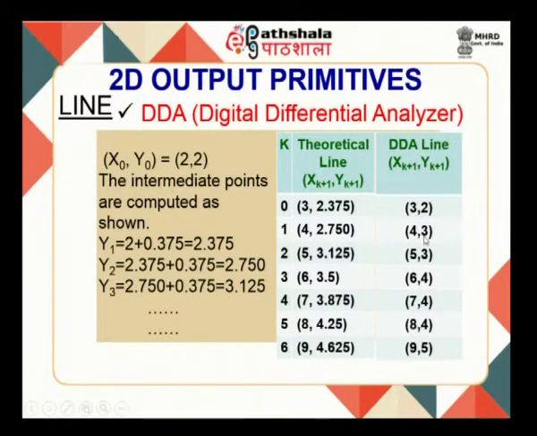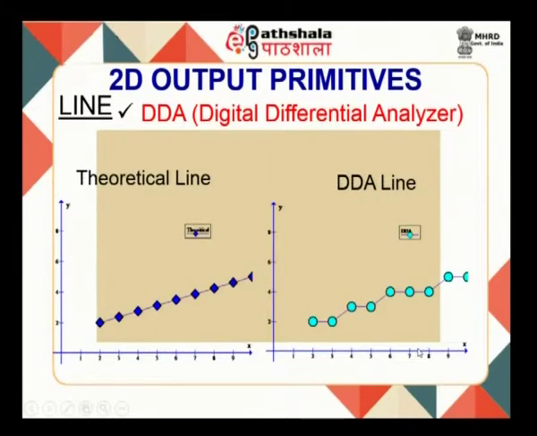Similarly, 4, 3 is the point that we will actually be plotting. When you round off 2.75, it is 3. Similarly, when you round off the other y coordinates, we get 5, 3, 6, 4, 7, 4, 8, 4 and 9, 5. So for this line, this is the theoretical line that is getting plotted, which cannot actually be plotted on the monitor. This DDA line gives us coordinates.